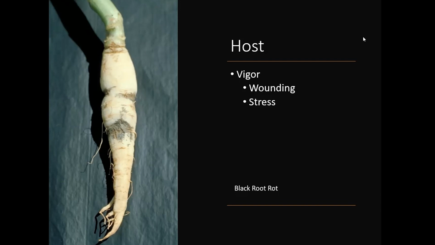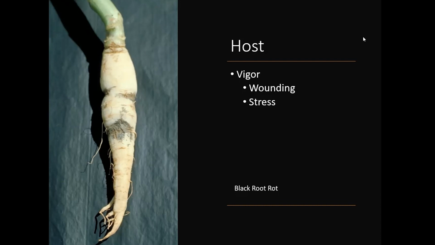This carrot here, that's black root rot. So usually some nick or wound, whether it's mechanical with a mechanical hoe, sometimes insects, sometimes just environmental conditions, enough stress will cause cracking or some type of opening that the pathogens can get in. So wounded or stressed plants are much more susceptible to infections than healthy, vigorous plants.